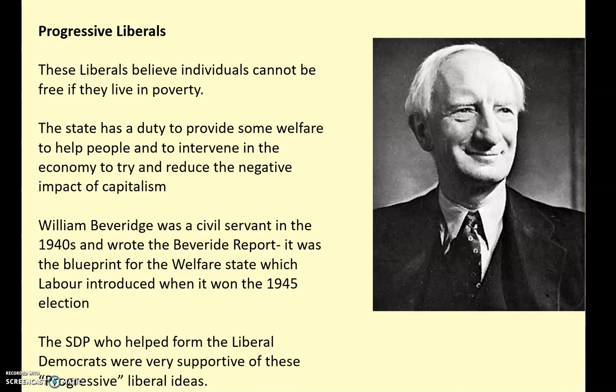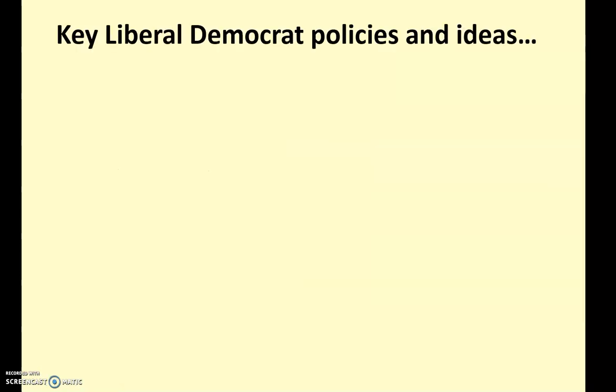The SDP, who helped to form the Liberal Democrats, are perhaps the part of the Liberal Democrats who are most supportive of these modern liberal ideas, this more progressive side. So, despite having two groups, there are some core Liberal Democrat policies and ideas which unite them. The first one is they're very pro-European.